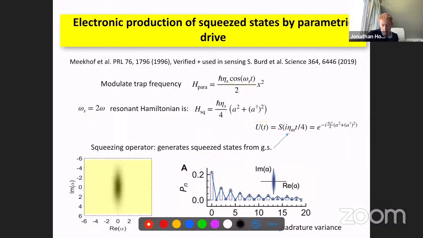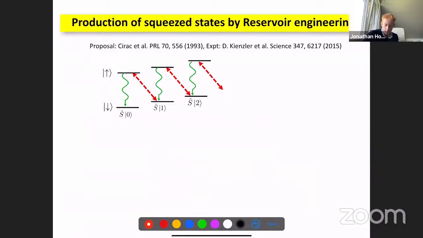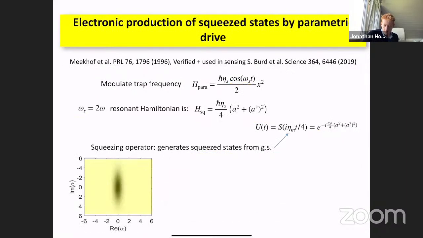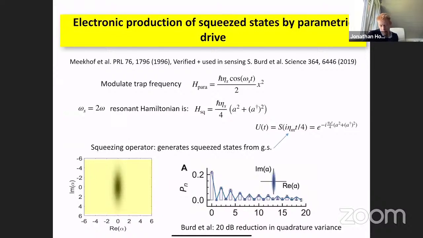And what these guys at NIST were able to do, sorry, I should just go back, was actually to achieve a 20 dB reduction in the quadrature variance. So that's a factor of 100 in variance. Yeah, that's quite impressive. And they were actually able to do sensing with a 7 dB gain in their sensitivity due to the fact that they'd used squeezed states.